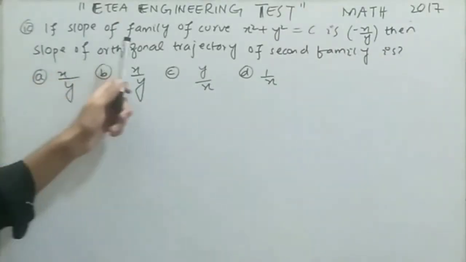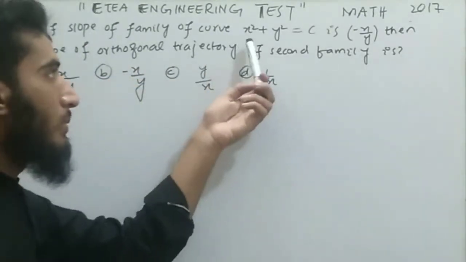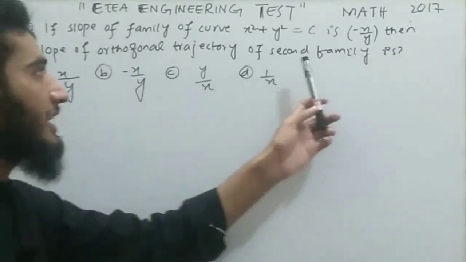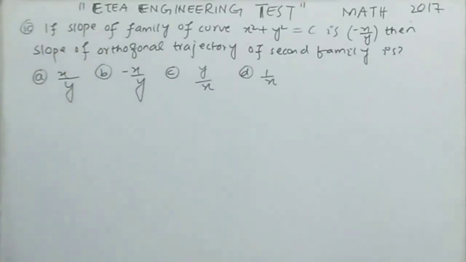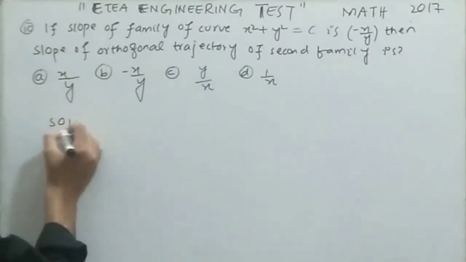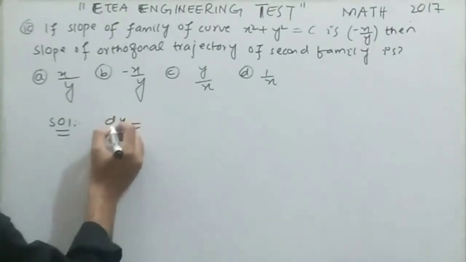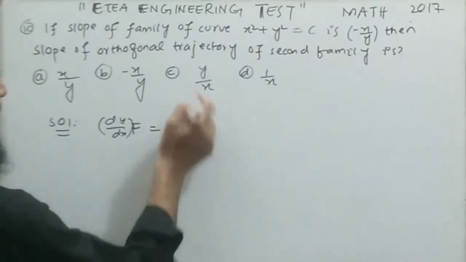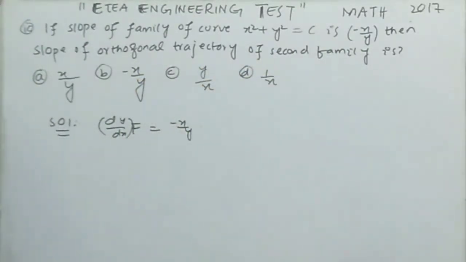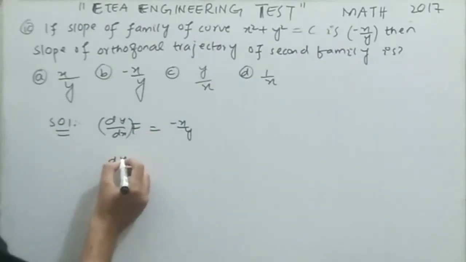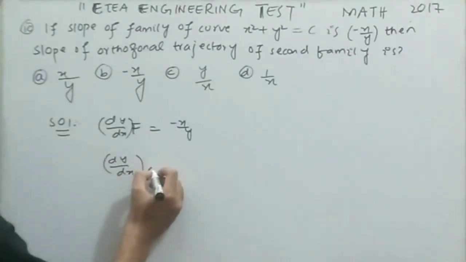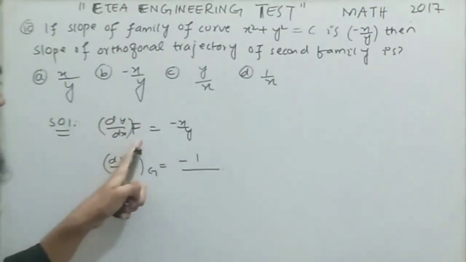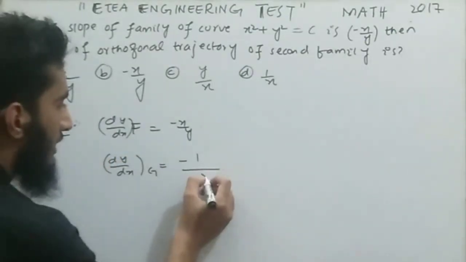MCQ number 10. If the slope of a family of curves at a point F, let's suppose x square plus y square is equal to c, is minus x by y, then the slope of the orthogonal trajectory of the second family at a point G will be. So we learned this in the previous MCQs of this test that at a point F, dy by dx is given, which is actually minus x divided by y. So for the orthogonal trajectory, we will take the derivative of the second family. So let's suppose dy by dx of the second family at a point G will be equal to the negative reciprocal of the original function derivative, which is dy by dx at a point F, equal to minus x divided by y.